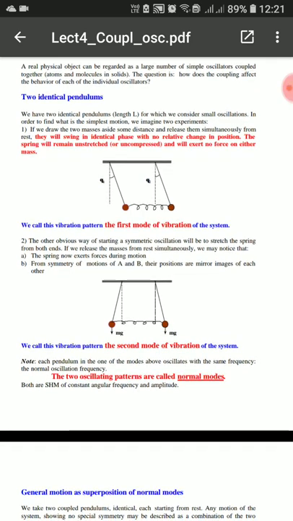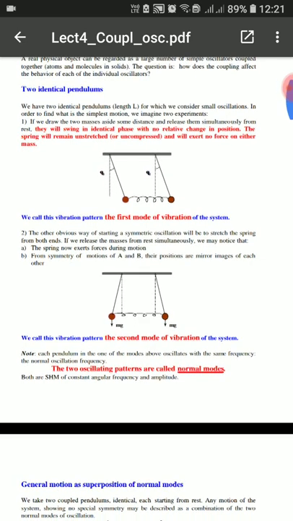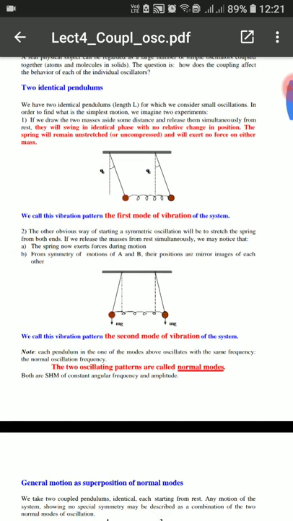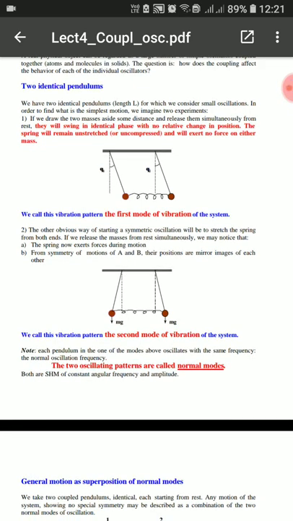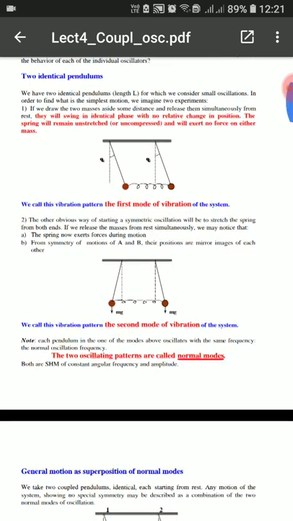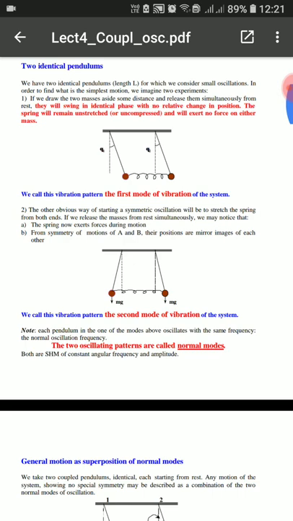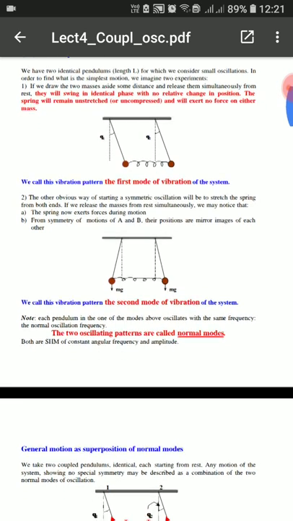If we draw the two masses aside some distance and release them simultaneously from rest, they will swing in identical phase with no relative change in position. The spring will remain unstretched and will exert no force on either of the masses. We call this vibration pattern the first mode of vibration of the system.